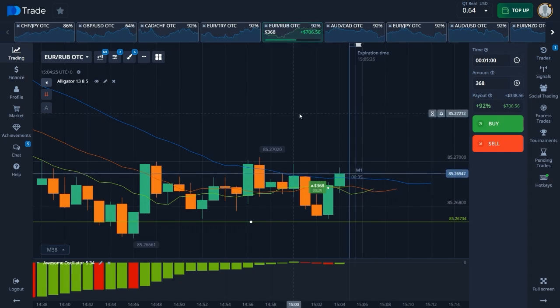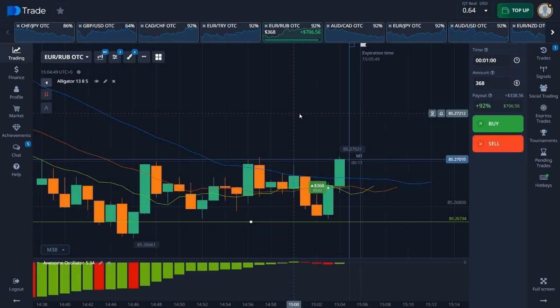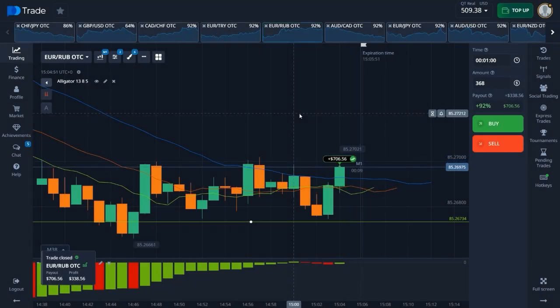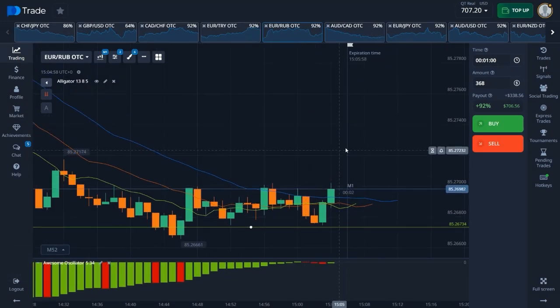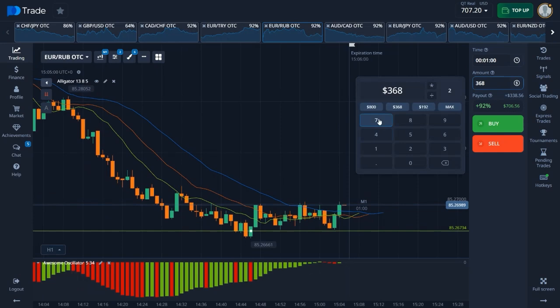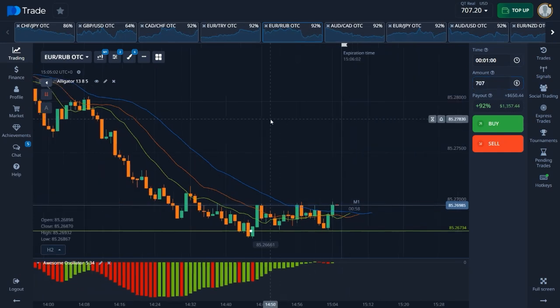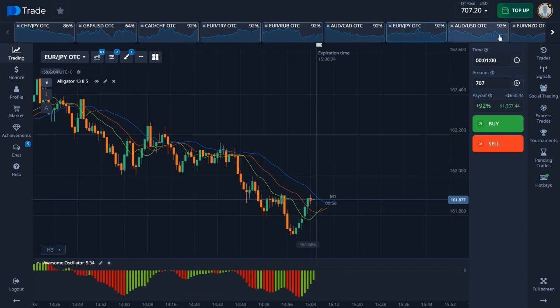In general, look, there is also an intersection on the alligator, an intersection from bottom to top, that is, signals are also for an increase, so we are just waiting for the result. So, friends, our next deal has come to an end, $707 on the balance. We set this amount and move on.